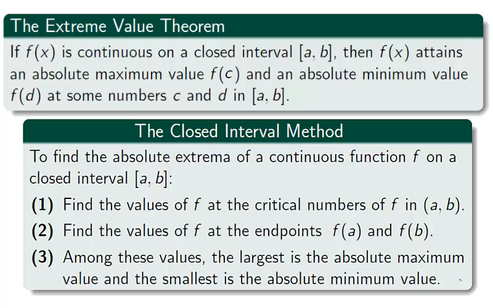To summarize, by the extreme value theorem, continuous functions on closed intervals have absolute maximums and absolute minimums. Further, we find these values using the closed interval method.